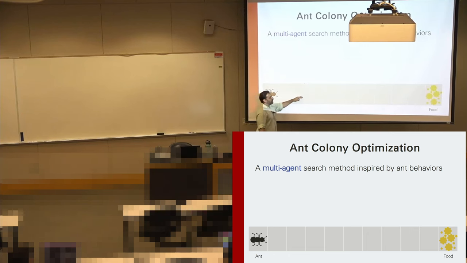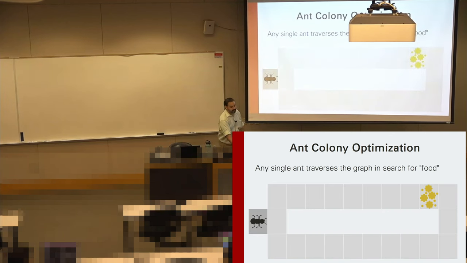If we look at this very simple, linear, one-row environment, there's some way that this ant starts to explore the environment until it finds that food source. And then what does it do? It goes back to the colony because it needs to tell its brethren.